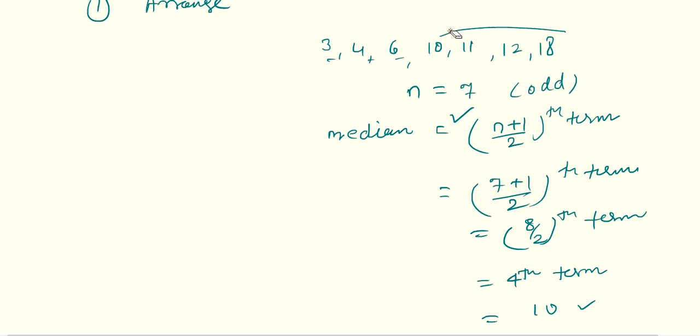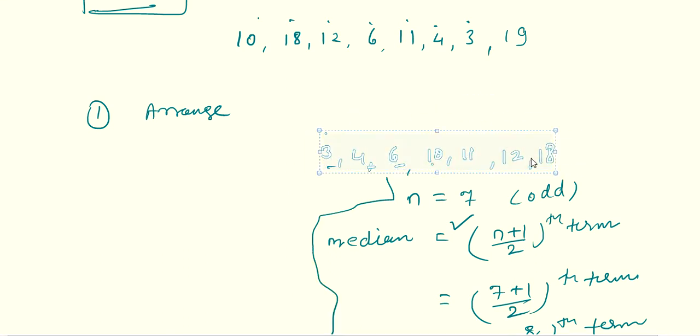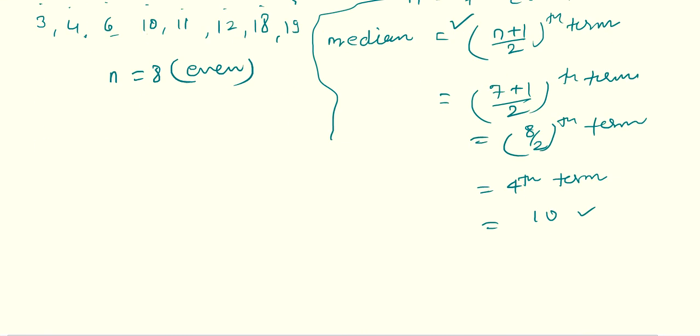When we are having even terms, then what is the formula? For example, one more digit we are having here, and that is 19. So simply again we will arrange the data in ascending order. So this is our arranged data. Now as you can see, 1 2 3 4 5 6 7 8, n equals 8, and 8 is even.